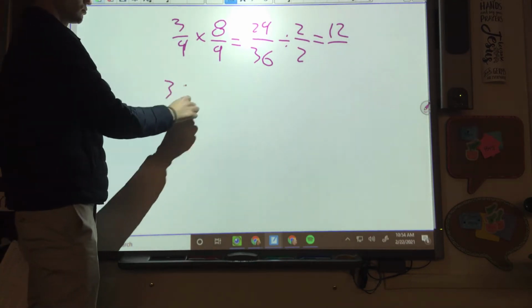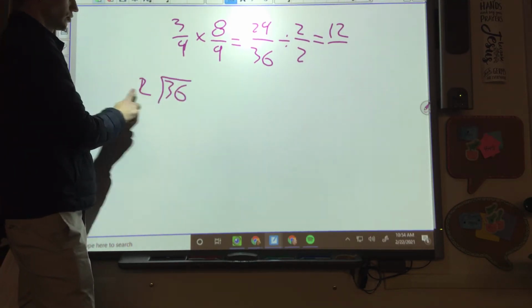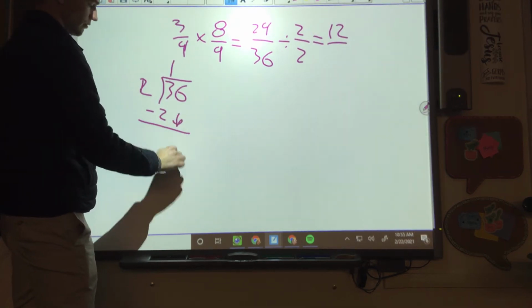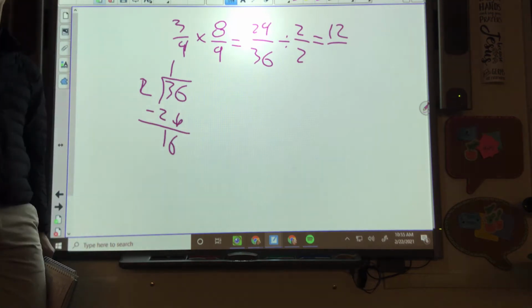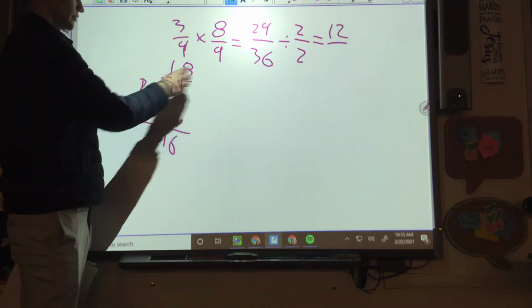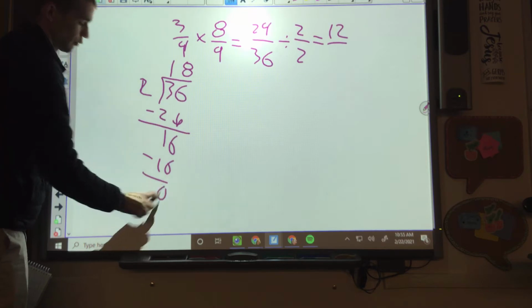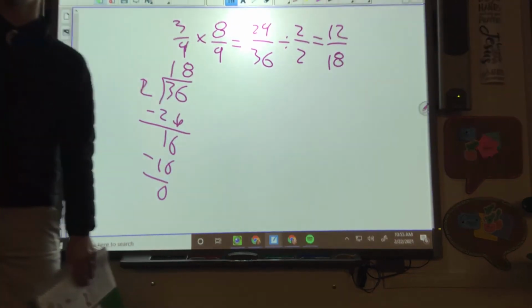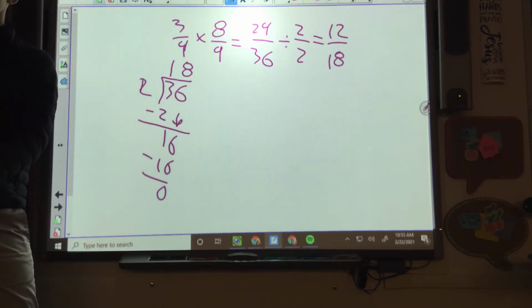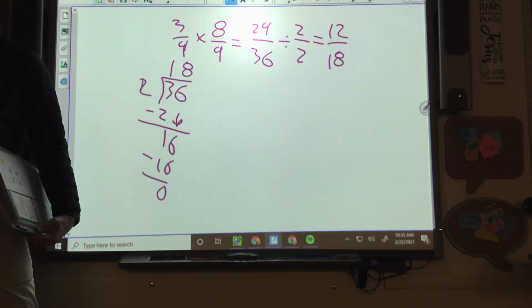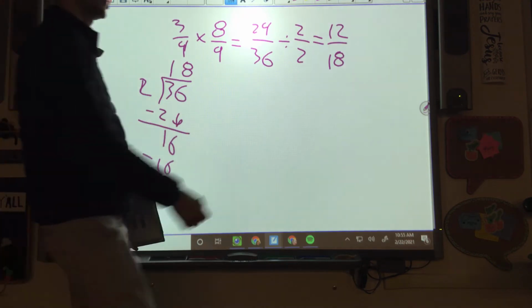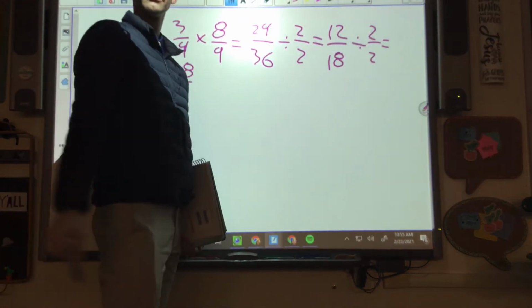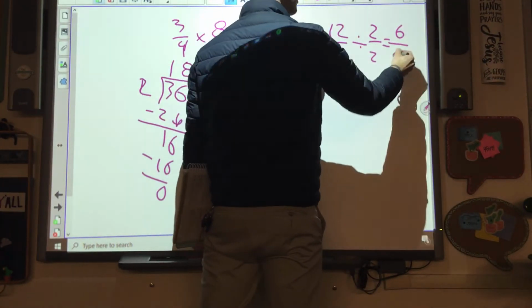remember, if you don't know, you can always do this. 2 goes into 3, 1 times 2 is 2. The 6 drops down, becomes 16. 2 goes into 16, 8 times 2 is 16. We have 0, so it becomes 18. What numbers can we divide 12 and 18 by? 2. You can always do 2 because they are still even. 12 divided by 2 is 6. 18 divided by 2 is 9.